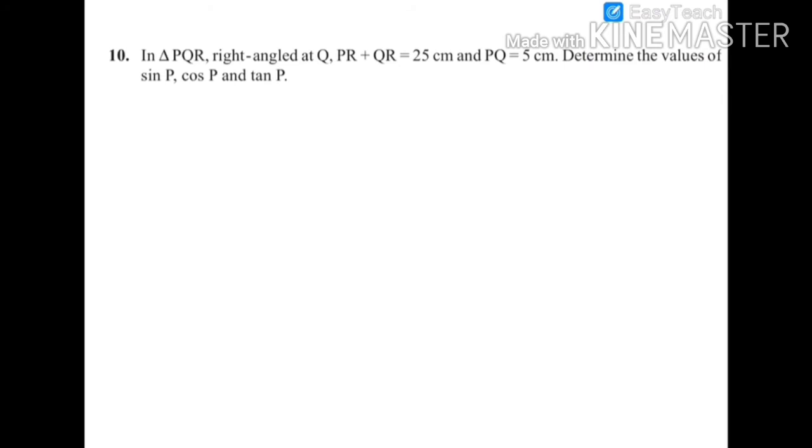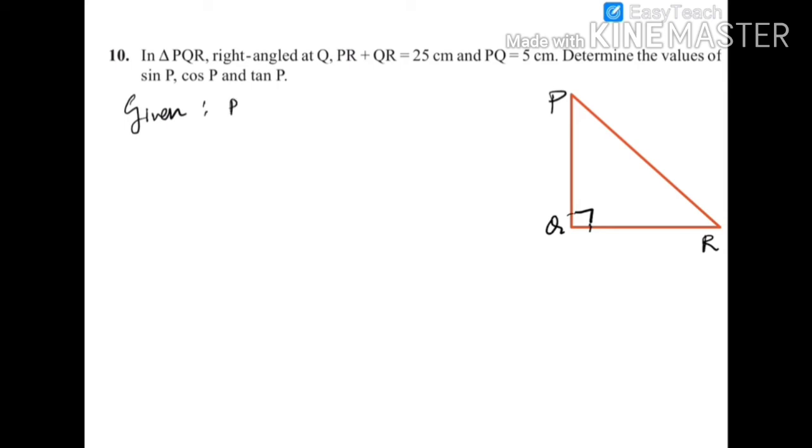Let's do question number 10 of the same exercise. In triangle PQR, right angled at Q, PR plus QR is given as 25 centimeters and PQ is 5 centimeters. Determine the values of sin P, cos P and tan P.